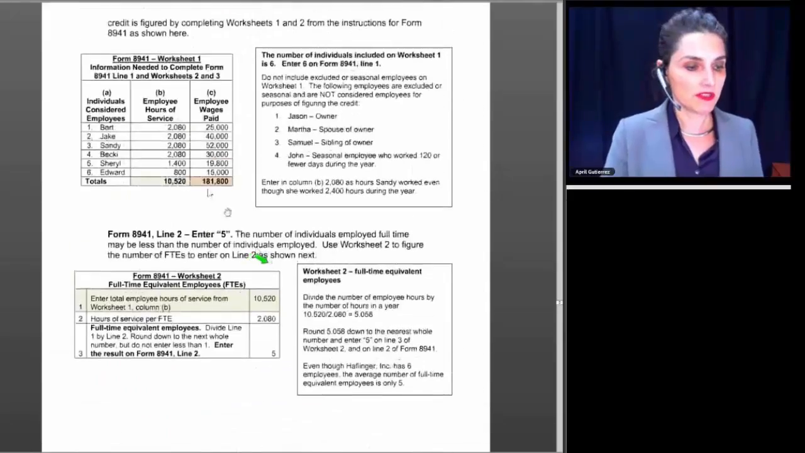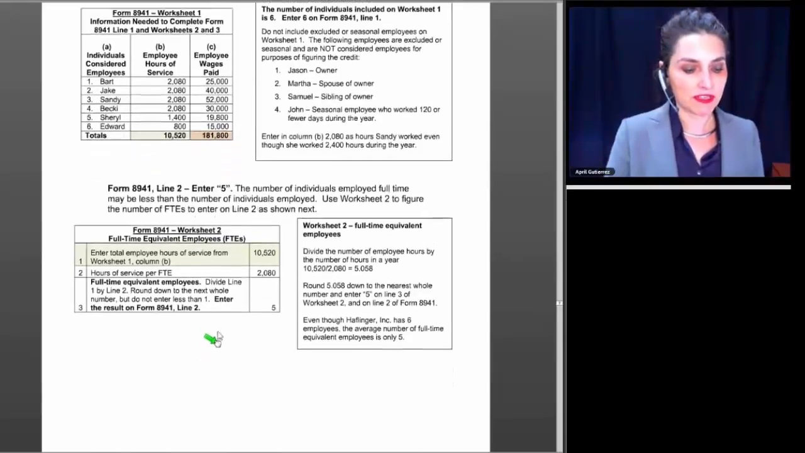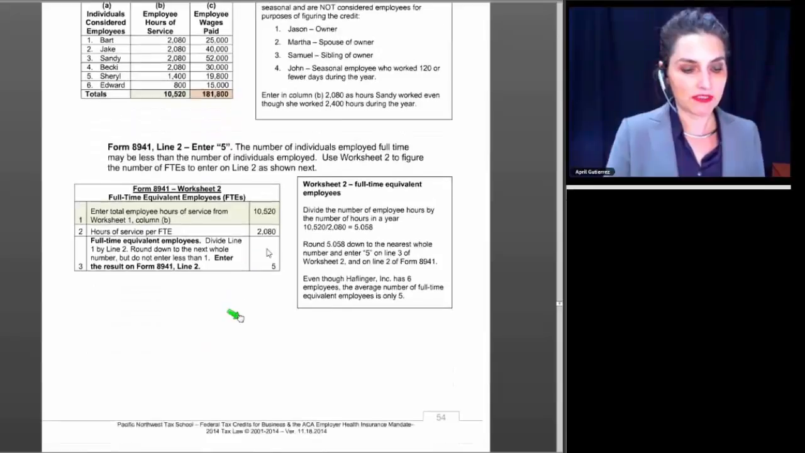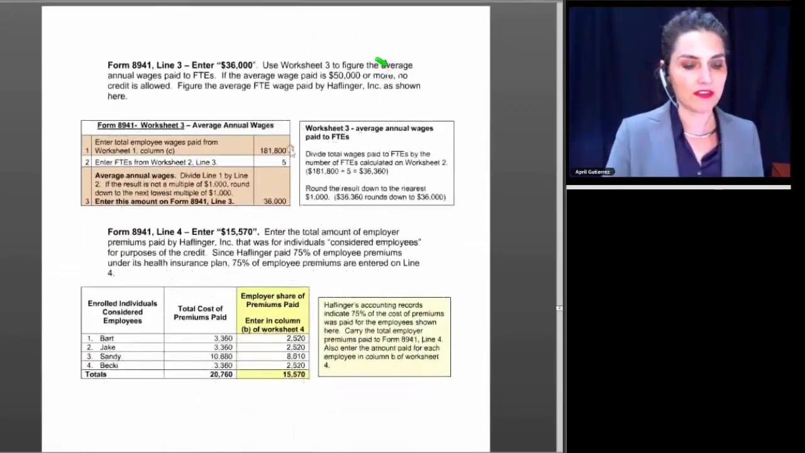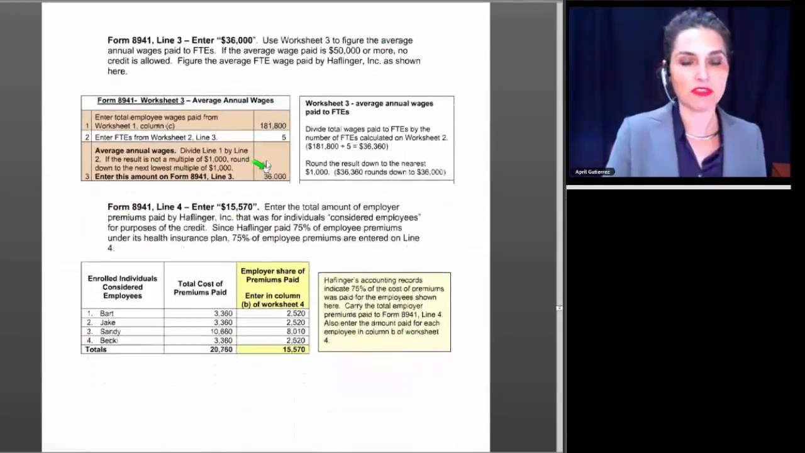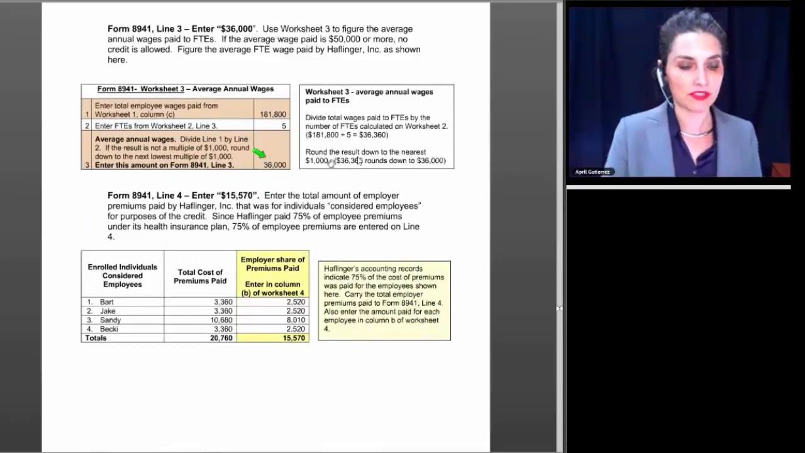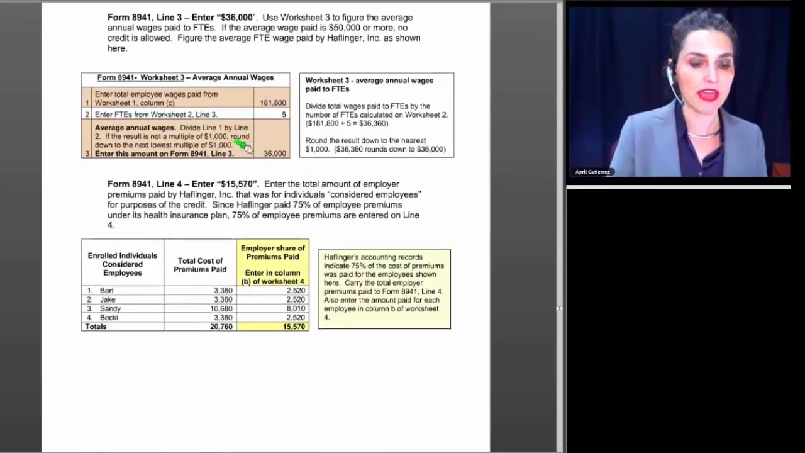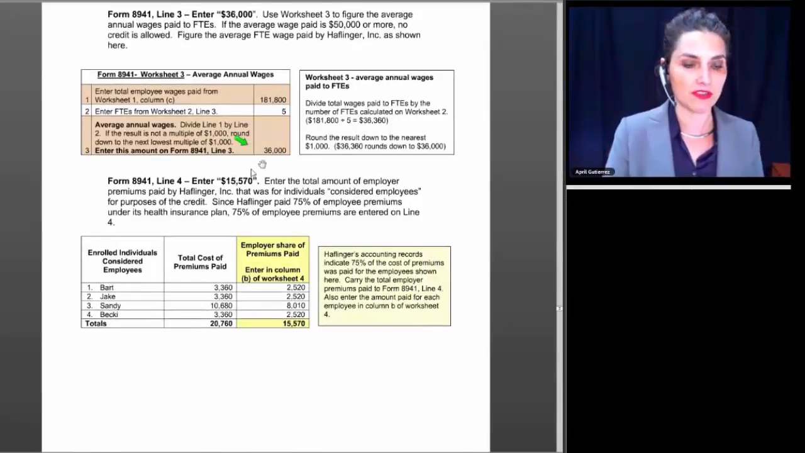So up here on this worksheet, we can see that there's 6 people listed who earned $181,800 for the year, but not all of them were full-time. So we're going to have to come up with the FTE equivalent, which is 5 employees, and then we're going to divide 5 into that $181,800, and when we do that, we get $36,000. We actually get $36,360, but we're going to round that down to the nearest $1,000, and that's where we get $36,000.